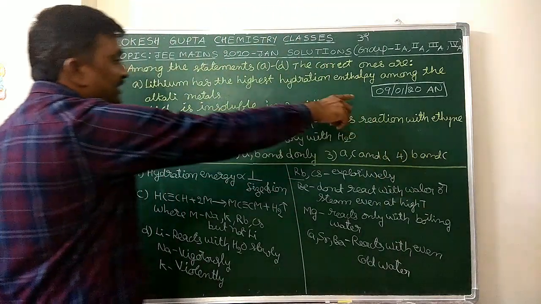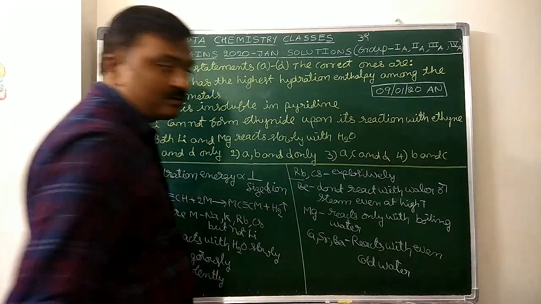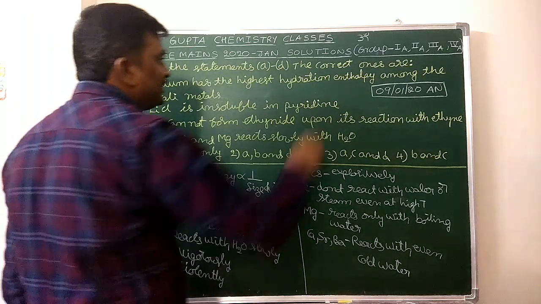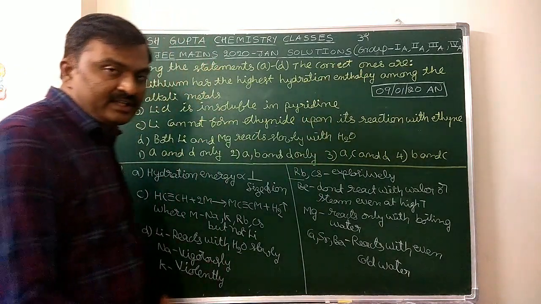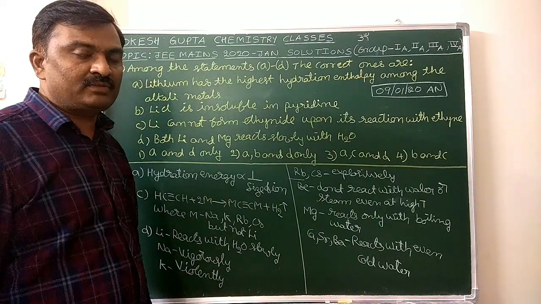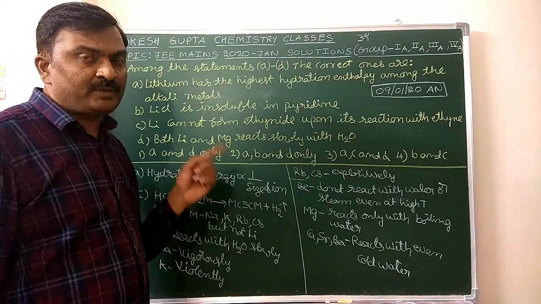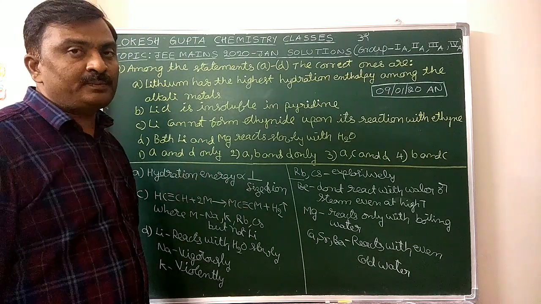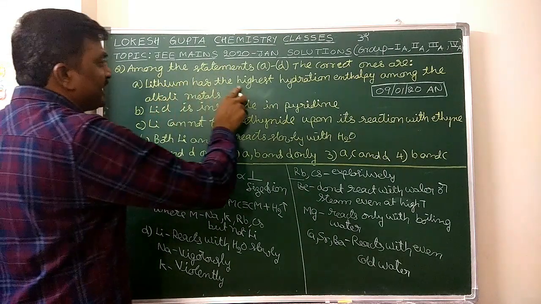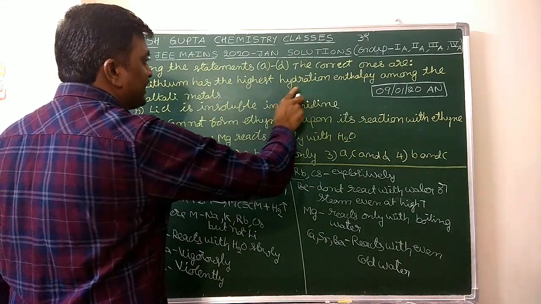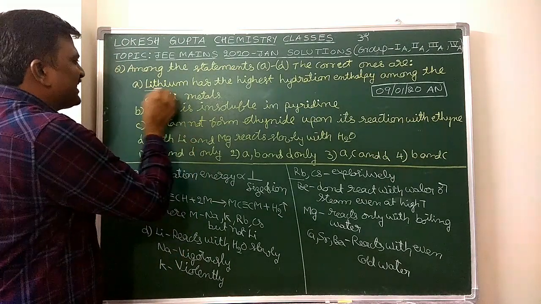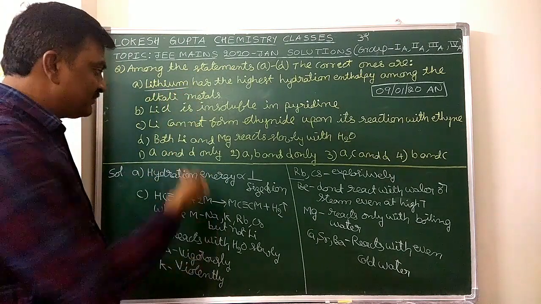This question was given on 9th January afternoon. What is the question? Among the statements A to D, the correct ones are. Here the question is given on the anomalous behavior of lithium and the diagonal relationship of lithium with the 2A group element magnesium. What is the first statement? Lithium has the highest hydration enthalpy among the alkali metals. So better to say lithium ion, small mistake.